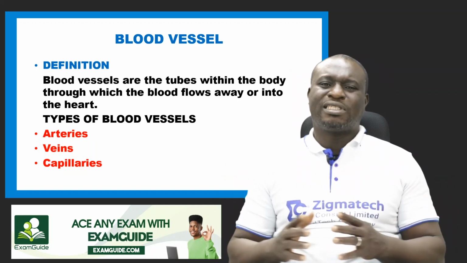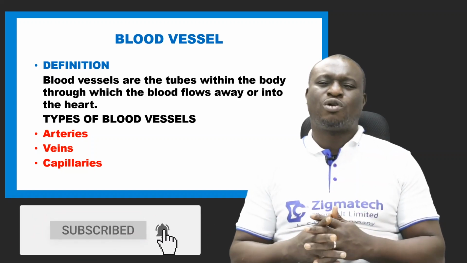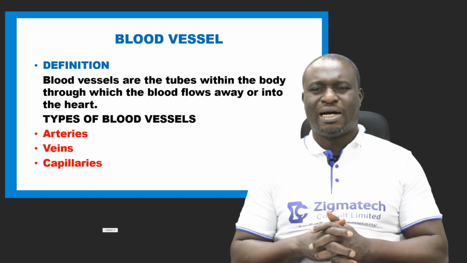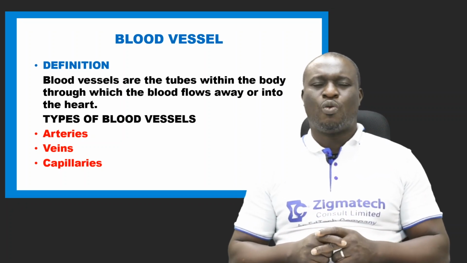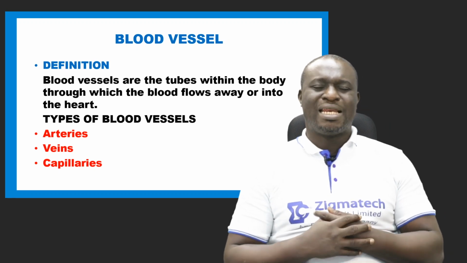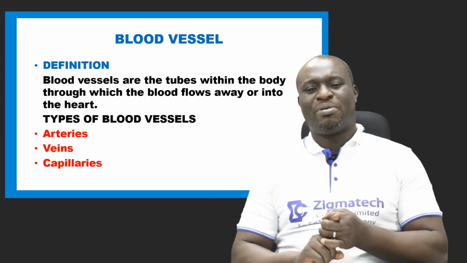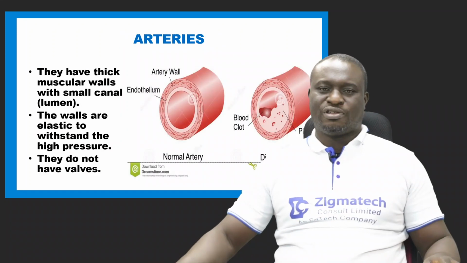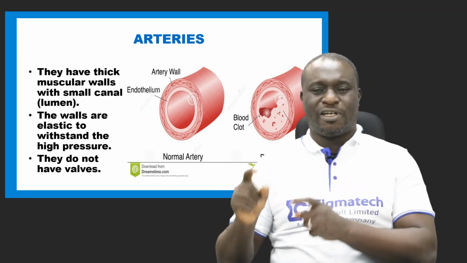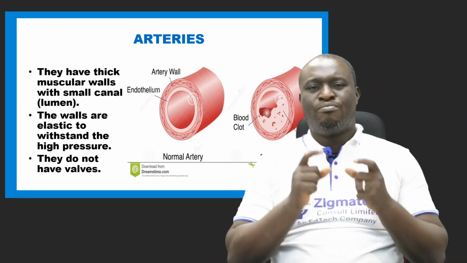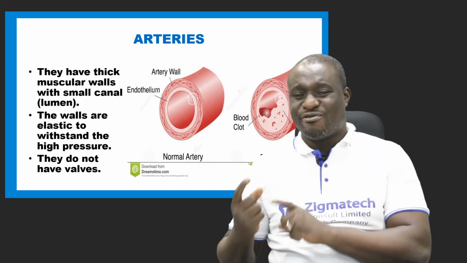So we have different types of blood vessels. Number one, we have what we call the artery. Number two, we have the vein. And number three, we have what we call the capillary. So artery, vein, and capillary. Now, what are arteries? Arteries are blood vessels that carry blood away from the heart. They take blood away from the heart.